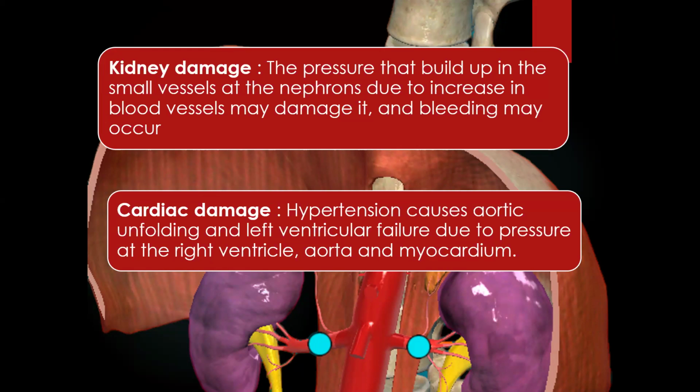Another complication is cardiac damage. Hypertension causes aortic unfolding and left ventricular failure due to pressure at the right ventricle, aorta, and myocardium. As the heart is bearing that force of pumping at a higher force, the heart may become dilated and lose its tone. As such, it may lead to cardiac failure.